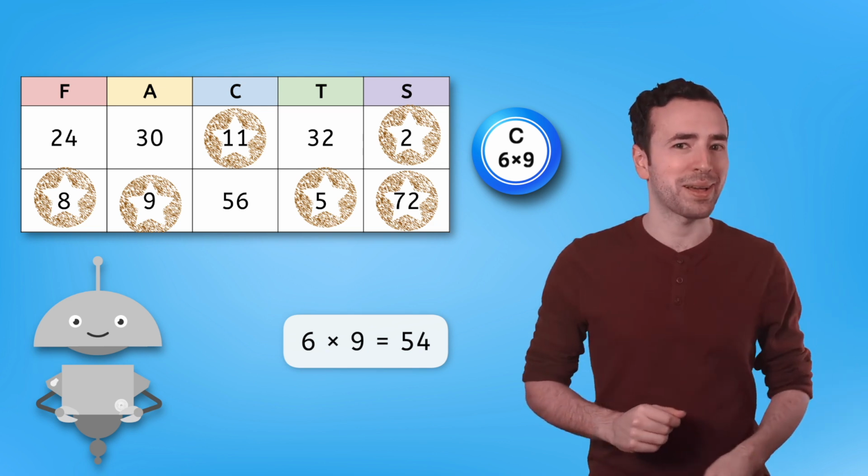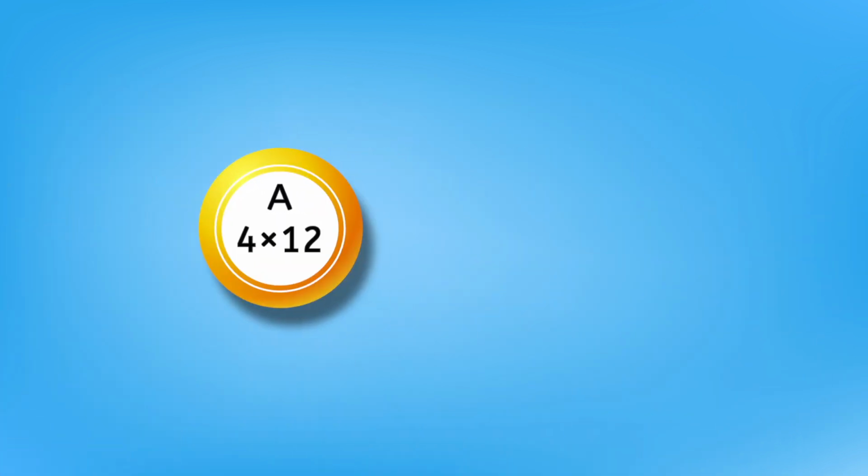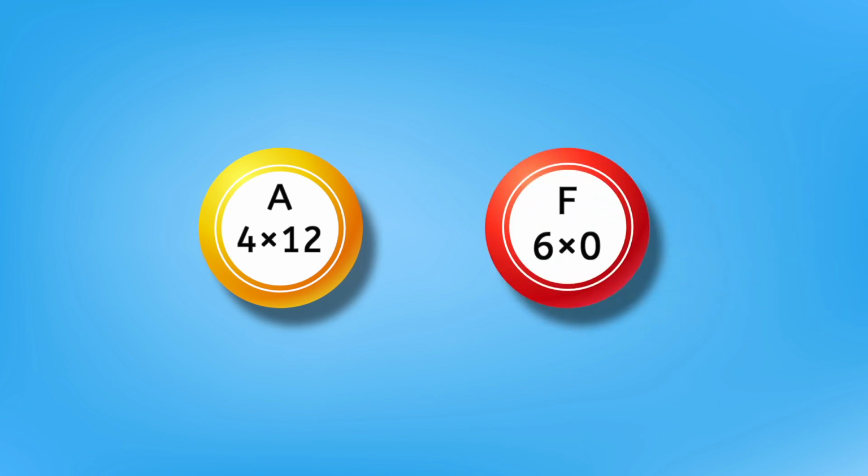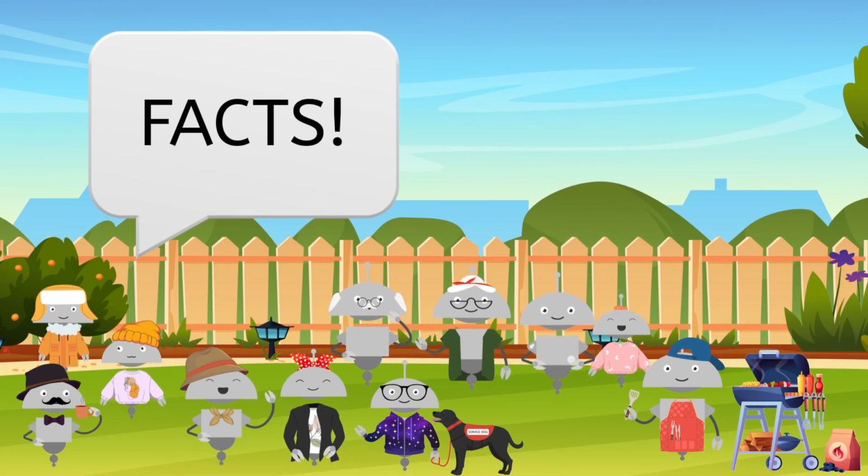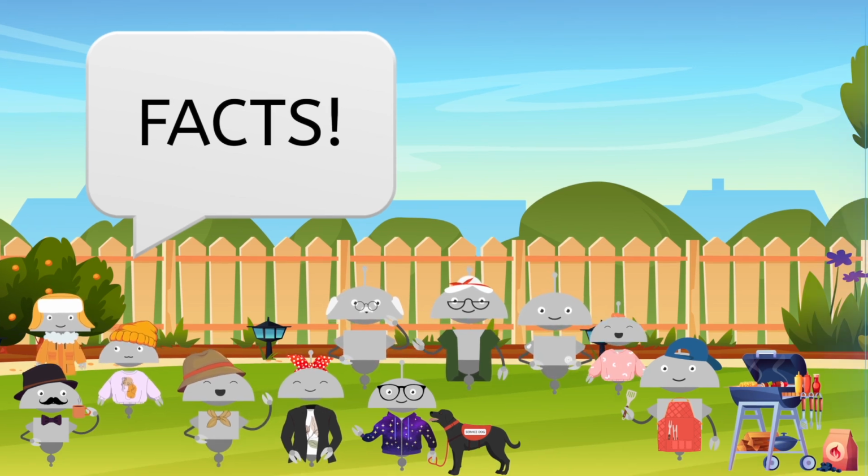So let's keep playing. A, 4 times 12. F, 6 times 0. Whoa, did you get facts too? How did everyone get 5 in a row at the same time?